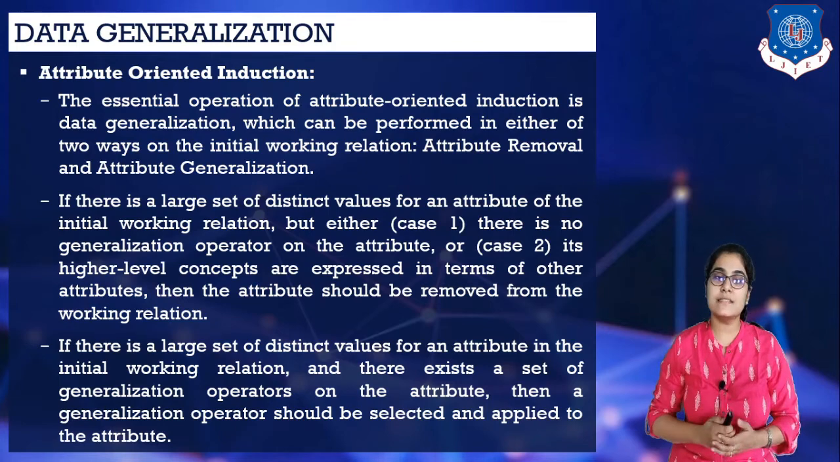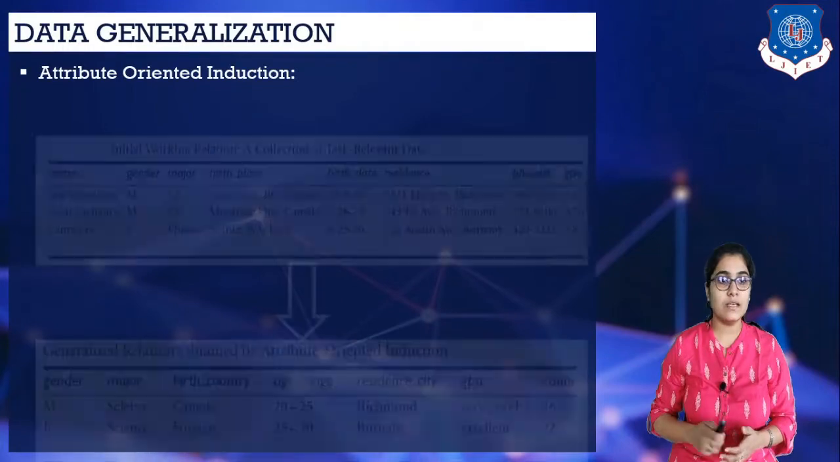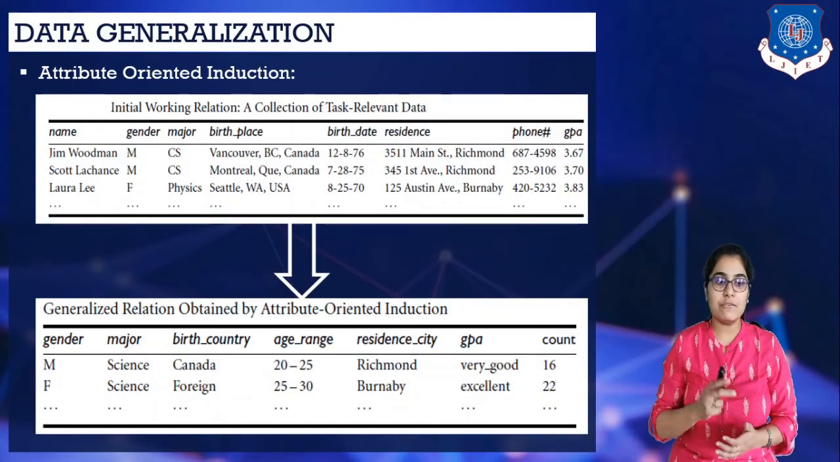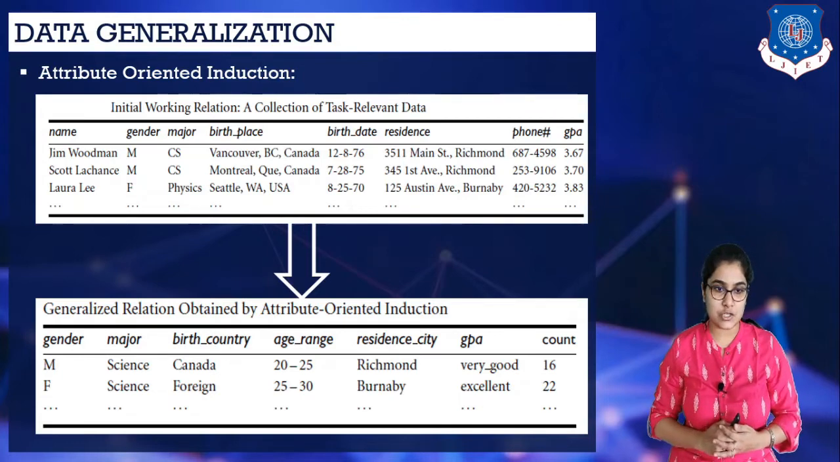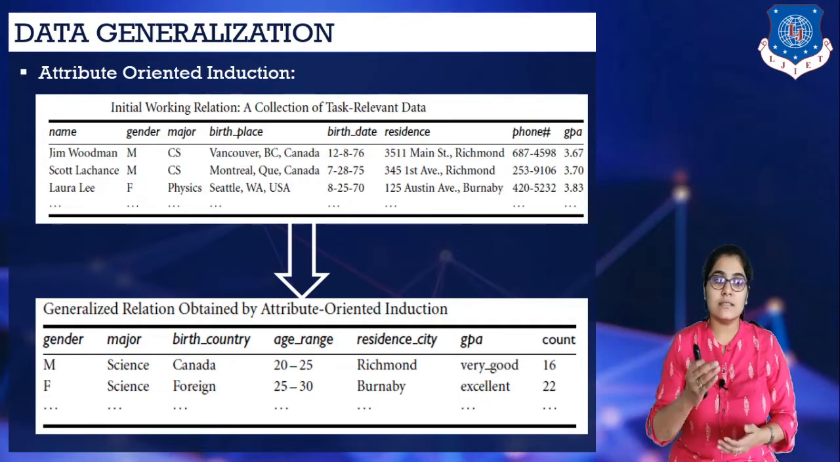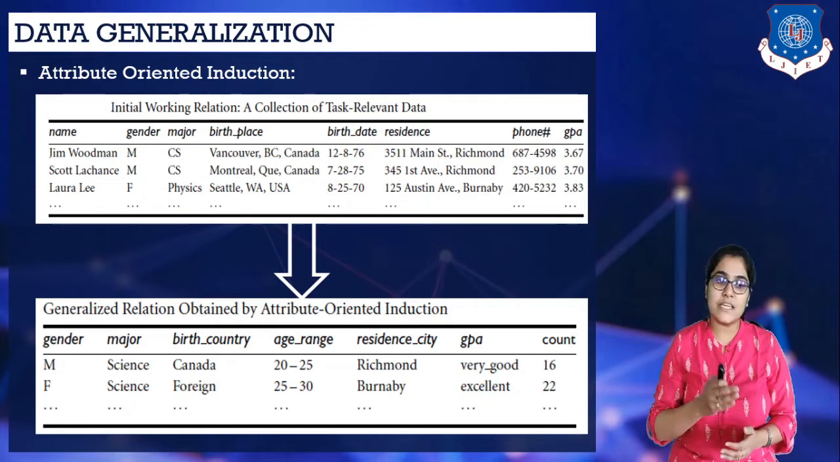Now let's understand this using an example. In the given figure, we have two different tables. The first table is the initial working relation, which has a collection of task-relevant data, whereas the second relation is the generalized relation, which is obtained after applying attribute-oriented induction. So let's understand how attribute-oriented induction works. This approach is applied to each and every attribute of the initial working relation.